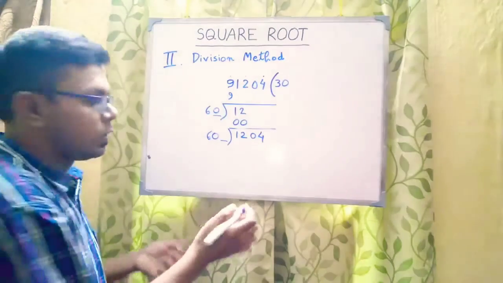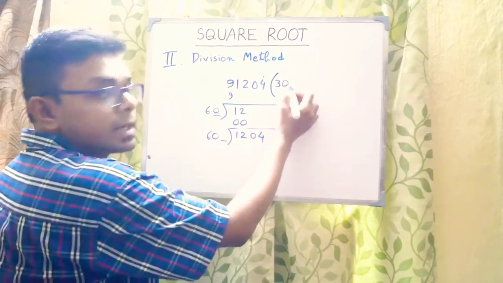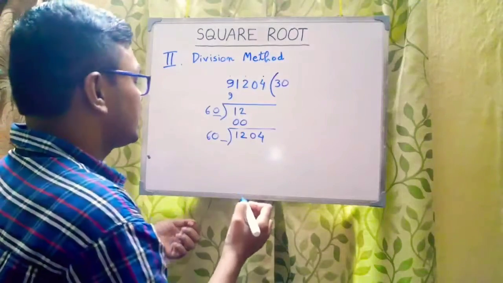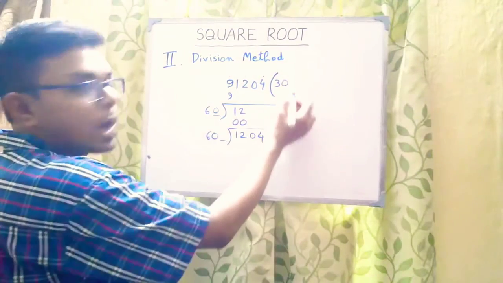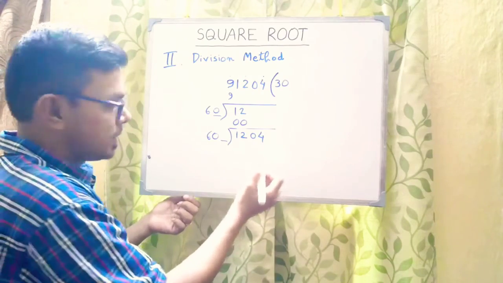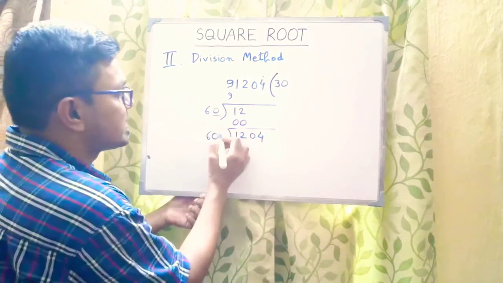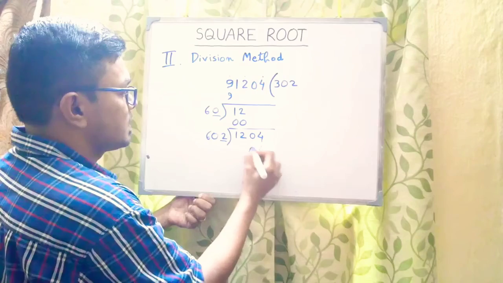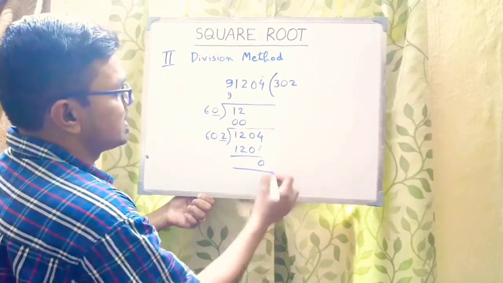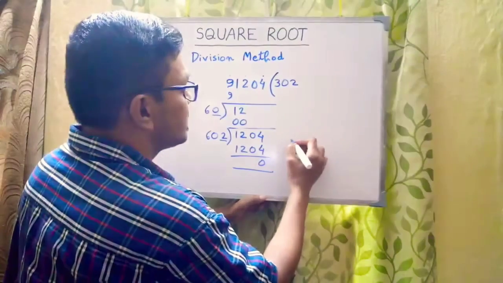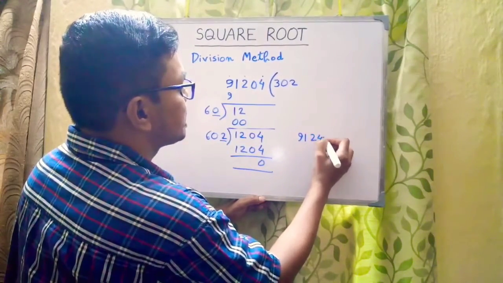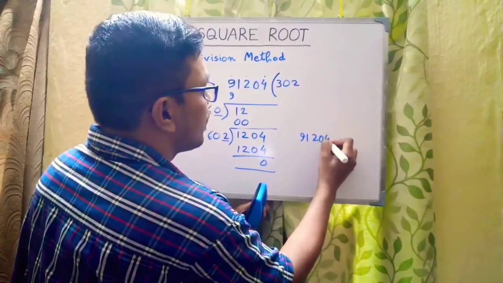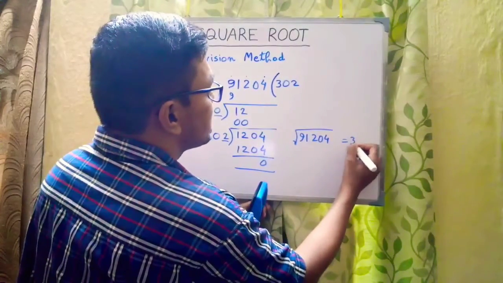Now here again the same rule, we have to find out one digit which will be written here as well, so that the whole number into that same digit will give this. Now had it been 601 into 1, that would have been 601. Let's try 602 into 2. So 602 into 2 gives this. Yes, we get 1204 and the remainder is 0. So I'm writing here square root of 91,204, that is 302.